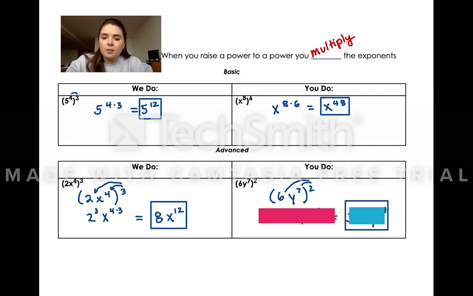So with this problem, we want to, again, do the exact same steps. I just drew the arrows so that you can see everywhere that I need to apply that exponent. We're going to simplify here. So we have 6 squared times y to the 7 times 2 power, which becomes 36, because 6 times 6 is 36, times y to the 14th power.